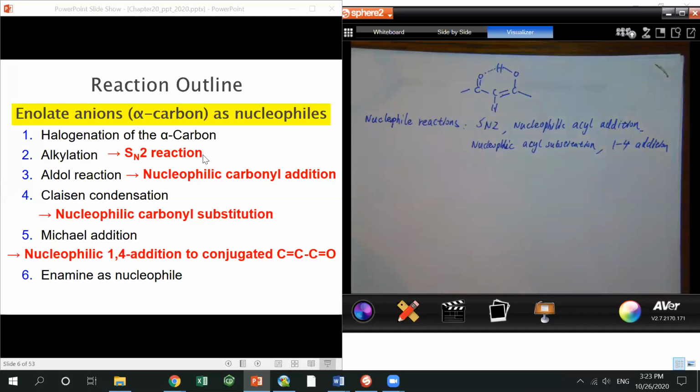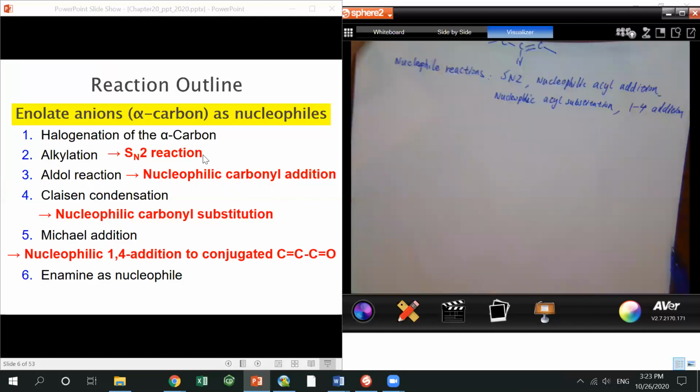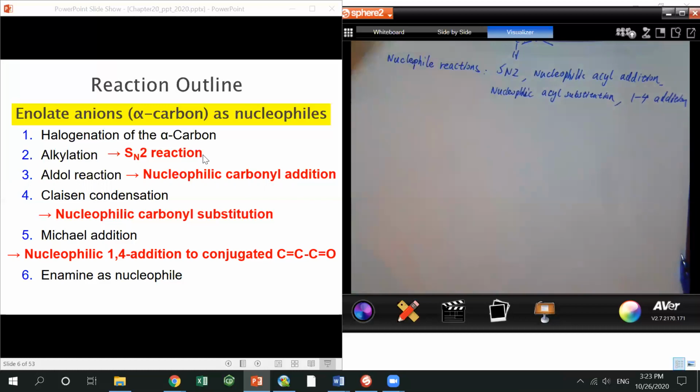Theoretically, we should follow this order and go one by one. But because this week's lab is the Aldol condensation, the Aldol reactions, I'll change the reaction order a little. We'll do the Aldol reaction first, and then go back to halogenation, acylation, and Michael additions. Like I said, the reaction mechanisms in this chapter are quite complicated, so please try to learn all these reactions based on mechanism. Understand what's going on.